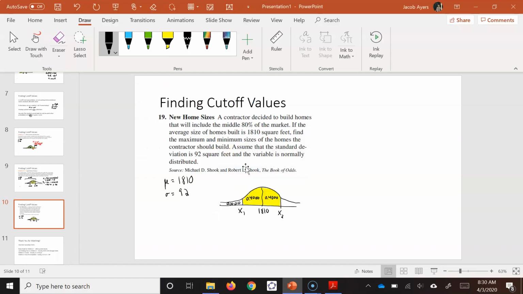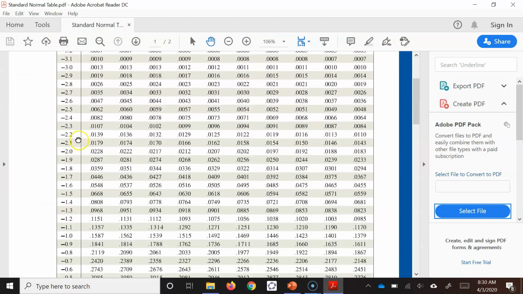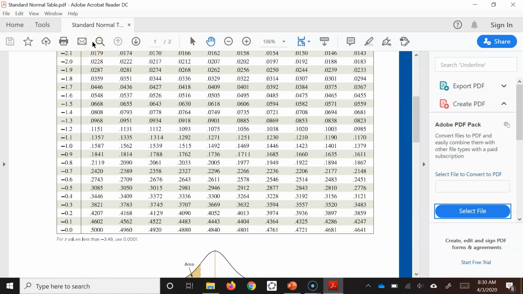So I'll come into my table, looking for 0.1000. I know where it's at. It's at negative 1.28 is the best we can do. We got 0.1003 there, whereas we got 0.0985 on the next one. 0.1003 is definitely closer to 0.1000. It's 3 away, while 0.0985 is 15 ten-thousandths away. At any rate, we're going to select the z-score negative 1.28.